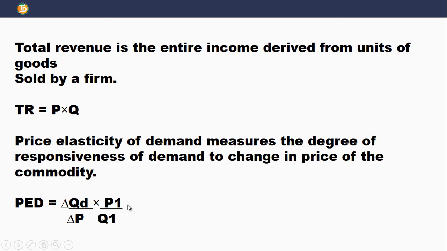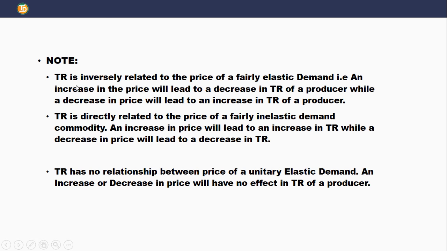All right. So now let's look at the relationship between total revenue and price elasticity of demand. Number 1 is that total revenue is inversely related to the price of a fairly elastic demand commodity, which means an increase in price of a fairly elastic demand commodity will lead to a decrease in total revenue of a producer, while a decrease in price of a fairly elastic demand commodity will lead to an increase in total revenue of a producer. Don't forget that fairly elastic demand commodities are commodities that have alternatives or substitutes.